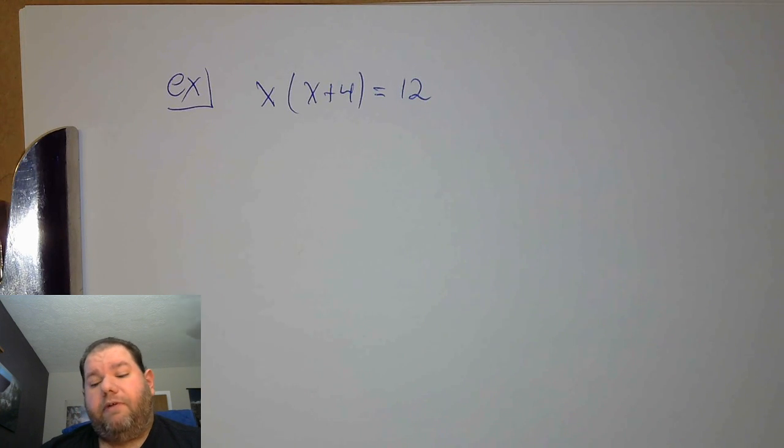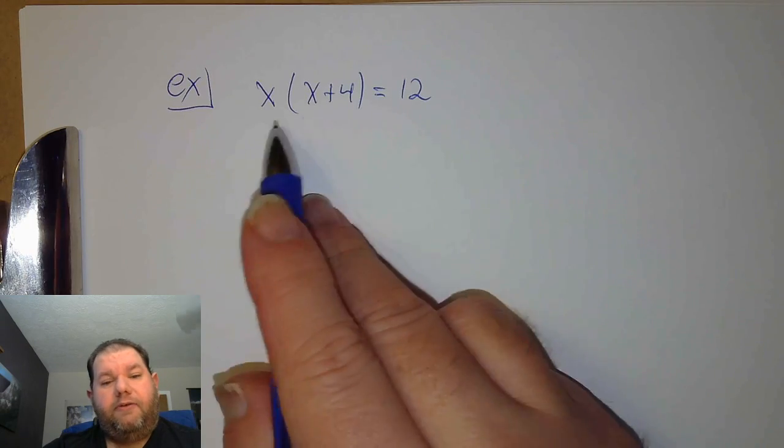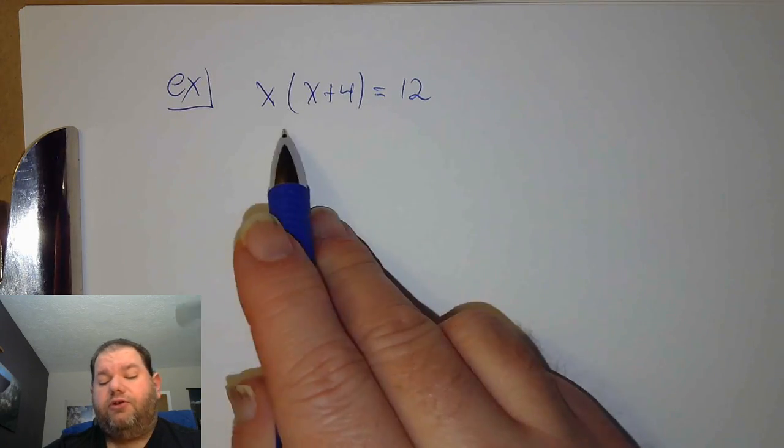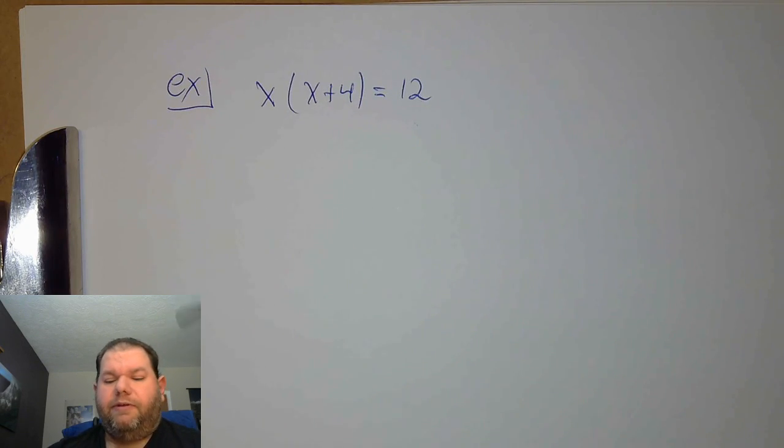In this example, we have x times x plus 4 equal to 12. Now again, we remember that we needed the expression to be in a specific format, which is ax squared plus bx plus c equal to 0. That means we can't have these two things multiplied together still, so we'll have to do that multiplication. And because we have a 12 on the right hand side, we're going to have to subtract it over to the left. That way it'll equal 0 on the right.